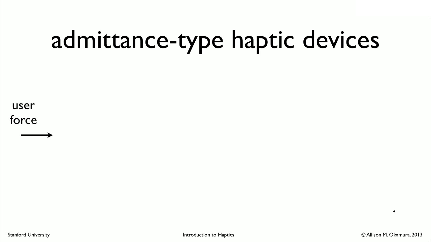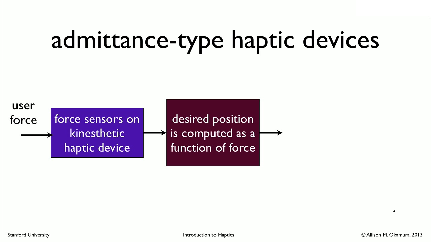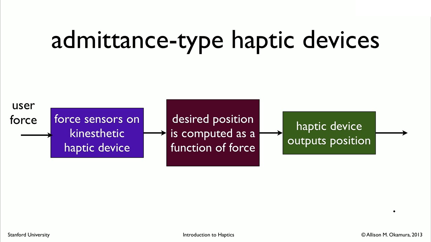You can think of the user as displaying a force to the haptic device. In an admittance type haptic device, rather than sensing position, you sense the force. So the device has to have some kind of force sensor. And then based on that sensed force, we compute a desired position. So rather than computing a force based on position, now we compute a position based on force. And then finally, the haptic device is controlled to output the position.